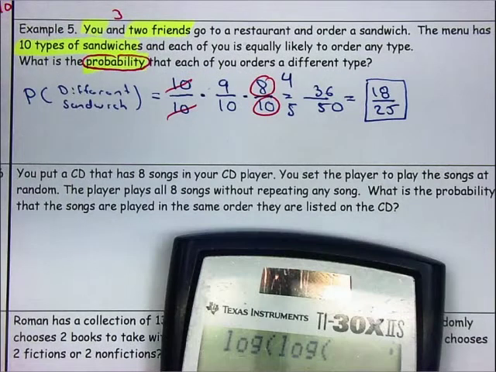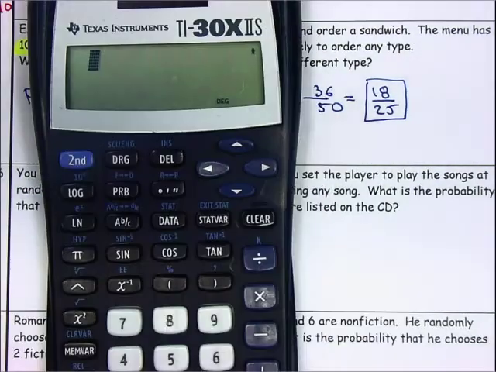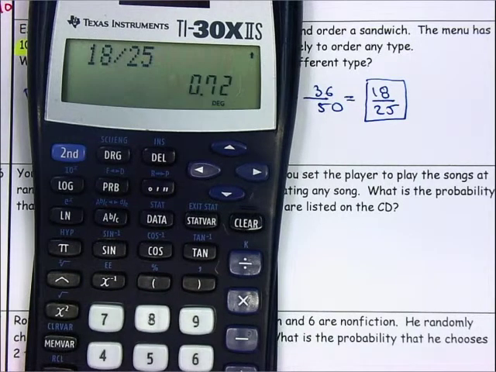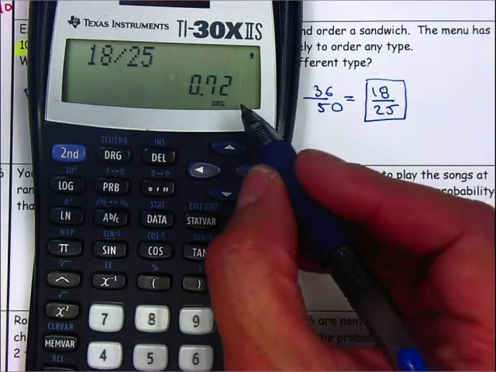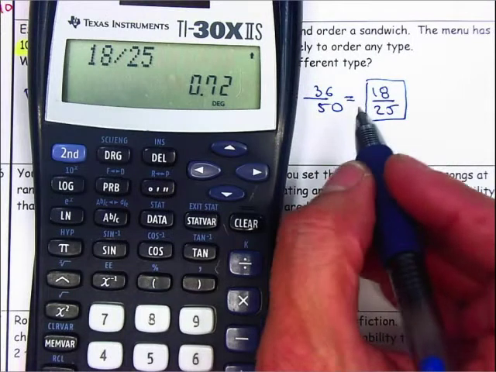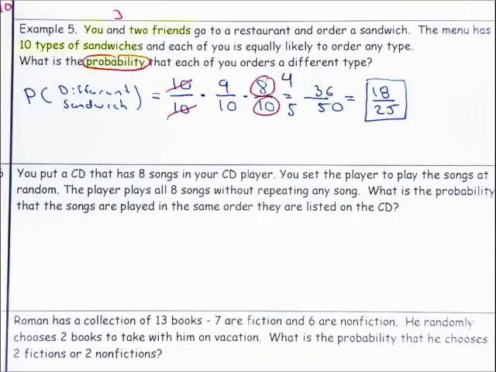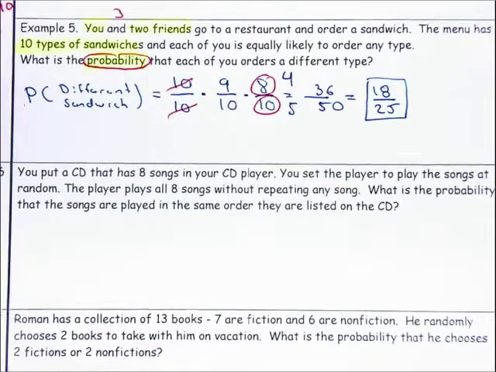Now, if you do 18 divided by 25 on the calculator, just to be able to see the percentage, it's actually a 72% chance that all of you guys will get something different. That's pretty high.